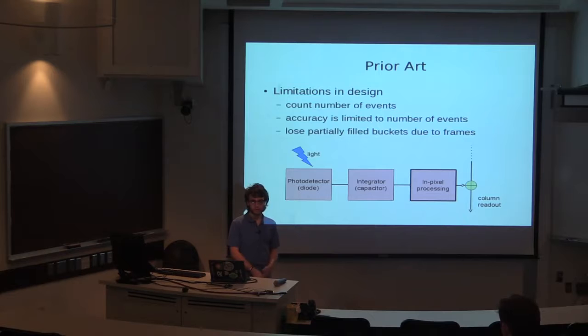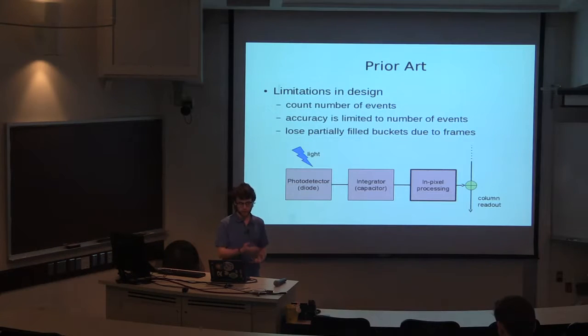So the prior art that we were looking to build off of usually uses an approach where the in-pixel processing is going to output discrete events, and then the discrete events are going to be summed up in the logic that's off down at the bottom of the chip. The accuracy here is going to be limited to the number of events that you can record, and that gives you a very integer-based way of counting things, and it's easier to implement, but has some flaws that I'll get to later.